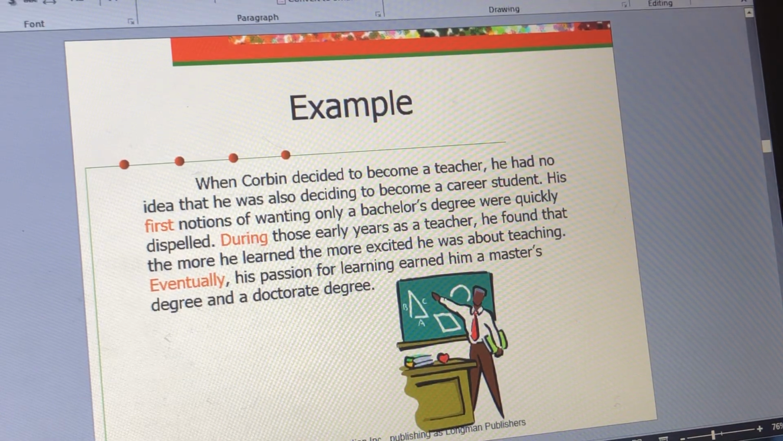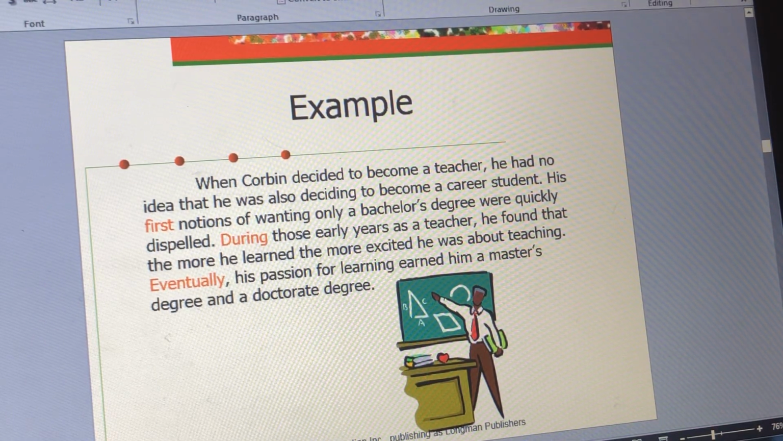When Corbin decided to become a teacher, he had no idea that he was also deciding to become a career student. His first notions of wanting only a bachelor's degree were quickly dispelled. During those early years as a teacher, he found that the more he learned, the more excited he was about teaching. Eventually, his passion for learning earned him a master's degree and a doctorate degree.